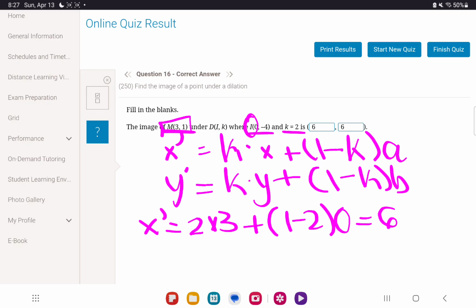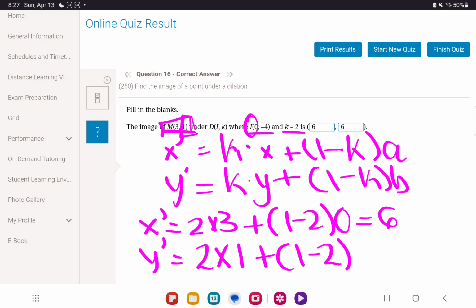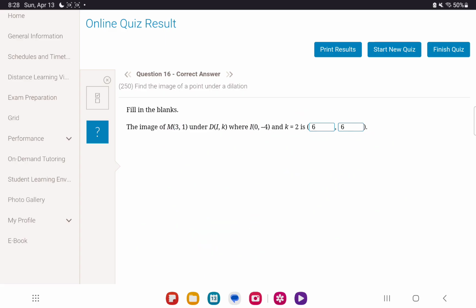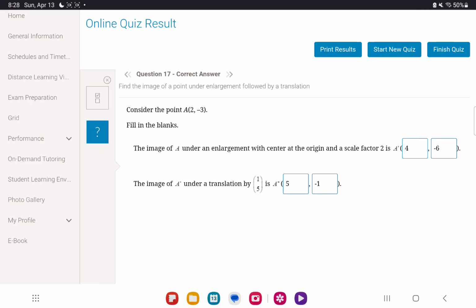Now for the second one, the Y prime, it's the same thing. So 2 times, but the only difference is this is 1. So 2 times 1 plus 1 minus 2 times -4. Do that on your calculator and you get 6 also, and that's your coordinates. Okay, on to the next question. This is getting easy, okay?